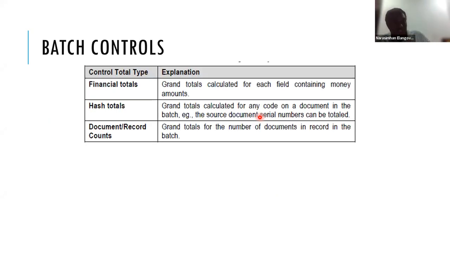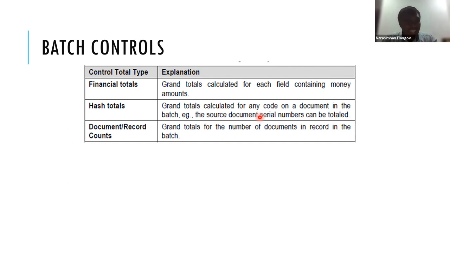Batch controls are of three types: financial total. Example, you are uploading all the data into the GST website. Okay. GST one, you're uploading all the sales details. Now, what is the biggest concern for you? Whether all my sales have been appropriately reported or not. So in my Tally, it says 5 lakh sales. In the GST website, it says 5 lakh sales. Very good. Financial total matching. Next, in your Tally, there are 10 invoices. In the GST website, 10 invoices. Document control or record count matching.